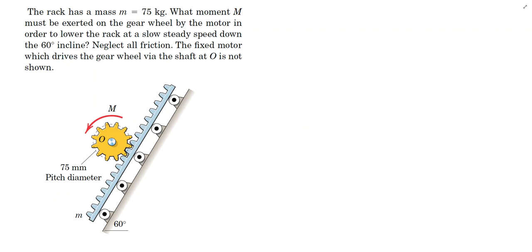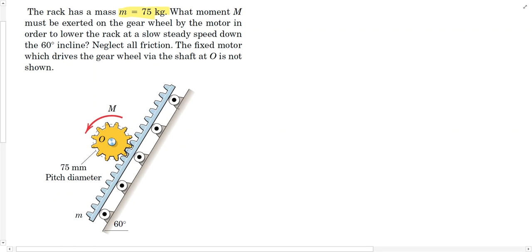Okay, so the rack, and that's this long gray or blue gear, has a mass of M equals 75 kilograms. And we want to know the moment M that must be exerted on the gear or the pinion here in order to lower the rack at a slow, steady speed down the 60-degree incline. We can neglect all friction, and then they tell us that the fixed motor which drives the gear wheel at O is not shown.